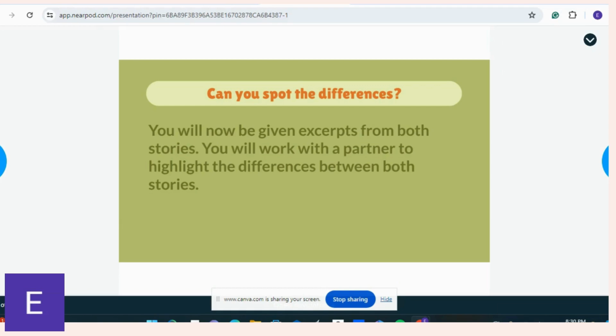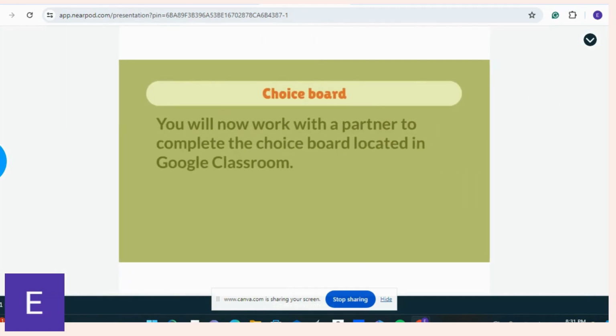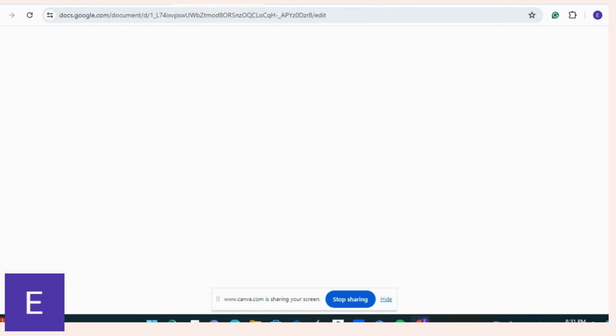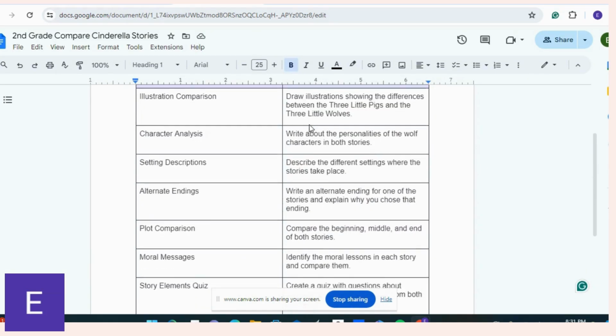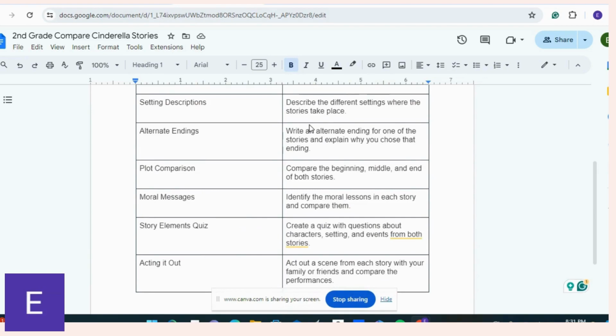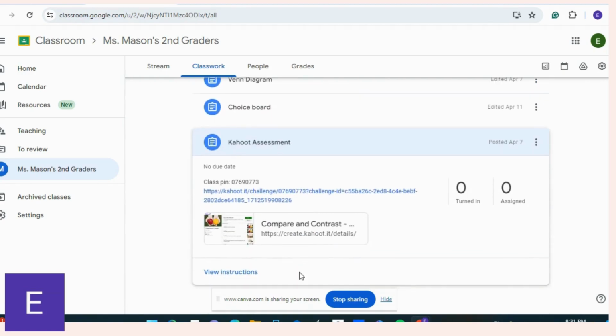And then I would give them excerpts where they will highlight the differences between both stories, and they would do this with a partner. And then they would complete the Venn diagram, and then they would do a choice board, and this is the choice board where they will get to choose an assignment. And then when they are finished, they will take the Kahoot assessment.